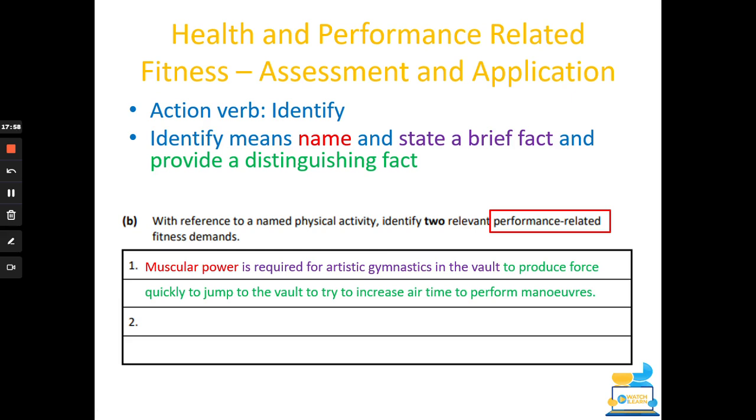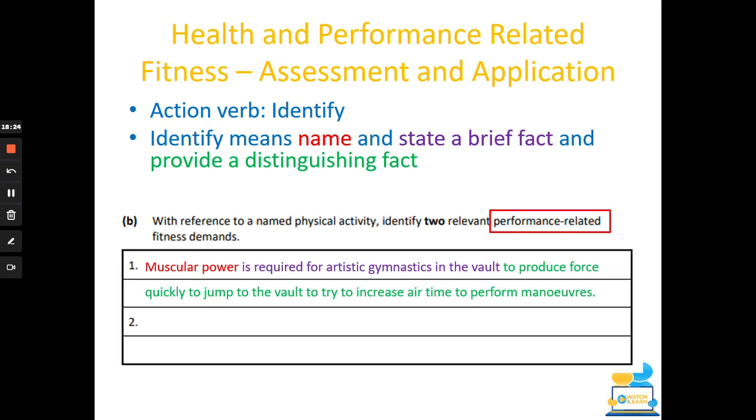So we're looking to identify, so we're looking to name, state a brief fact. So the name is in the red, state a brief fact is in purple writing, and then distinguishing fact is in green. So we've named the performance-related fitness demand, so muscular power is required for artistic gymnastics in the vault. So that's stating a brief fact. So we need power for the vault, and then to providing a distinguishing fact.